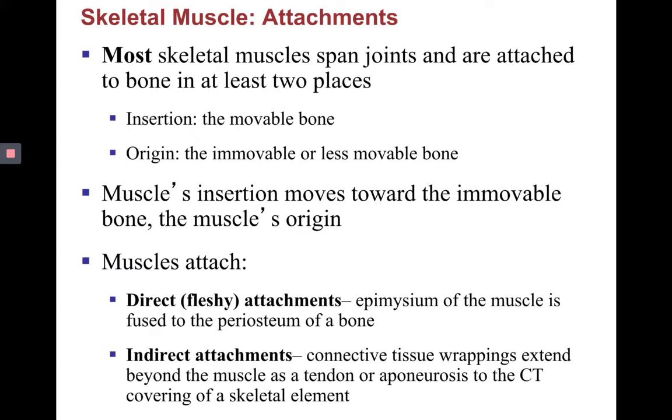For example, your frontalis, which is the muscle for your forehead, and your occipitalis, which is the muscle on the back of your head, are attached via an aponeurosis. So that aponeurosis is going to go from the frontalis to the occipitalis, and because of the shape of your skull, it's a flattened sheet of connective tissue. So that would be an example of an indirect attachment between two muscles, but there's also indirect attachments between muscle and bone.